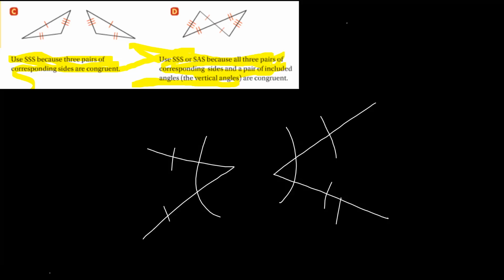So in the first one here, use SSS because there are three pairs of corresponding sides that are congruent. In the second one, you can use SSS or SAS because all three pairs of corresponding sides are congruent, and also there's a pair of included angles, which are the vertical angles, that are congruent. So we can say that we have two sides with a congruent angle, so we can say that they are congruent.